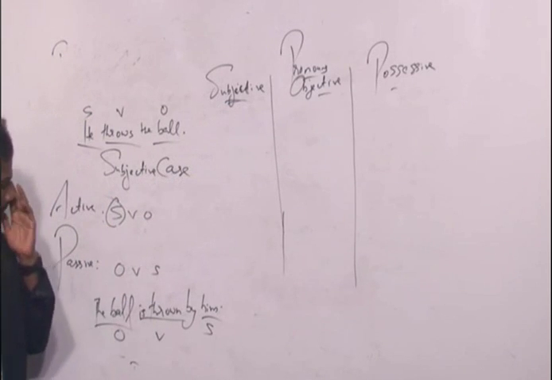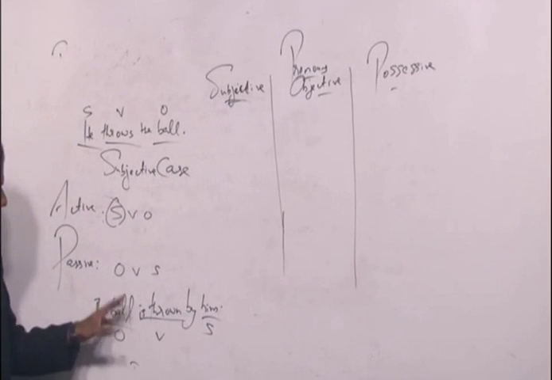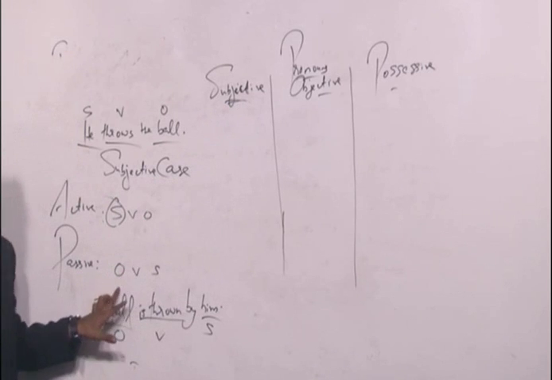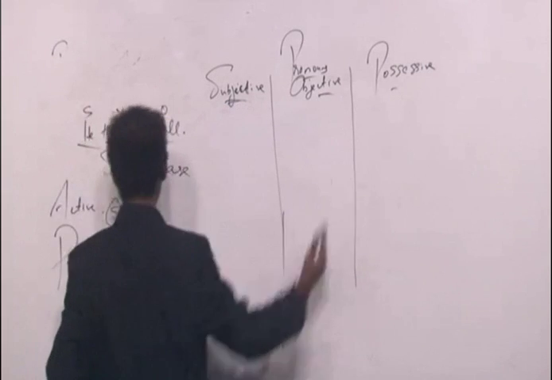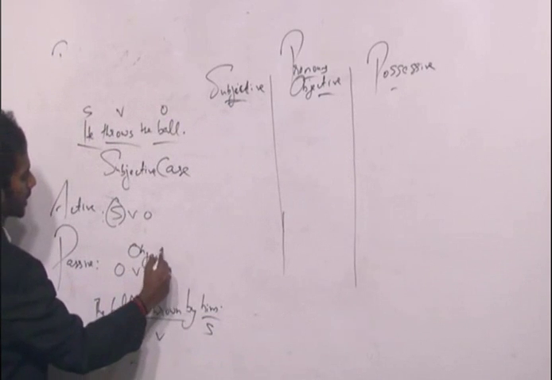Clear? Fine. A sentence in the passive voice. Order will be object, verb, subject. A sentence in the passive voice is termed as a sentence in the objective case.